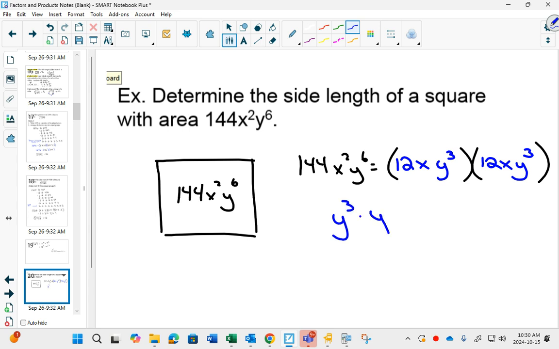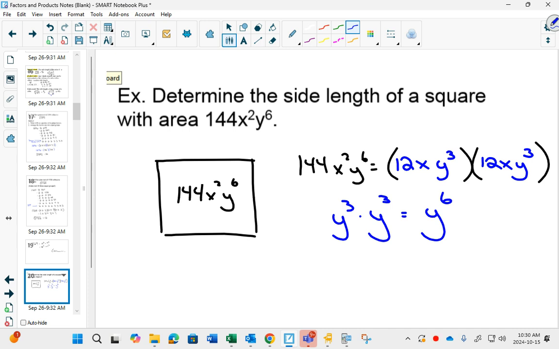Oh, I love reviewing stuff. Do you remember this exponent rule from grade 9? That if you multiply exponents, you just have to add the exponents together. That y cubed times y cubed is going to be y to the 6th.